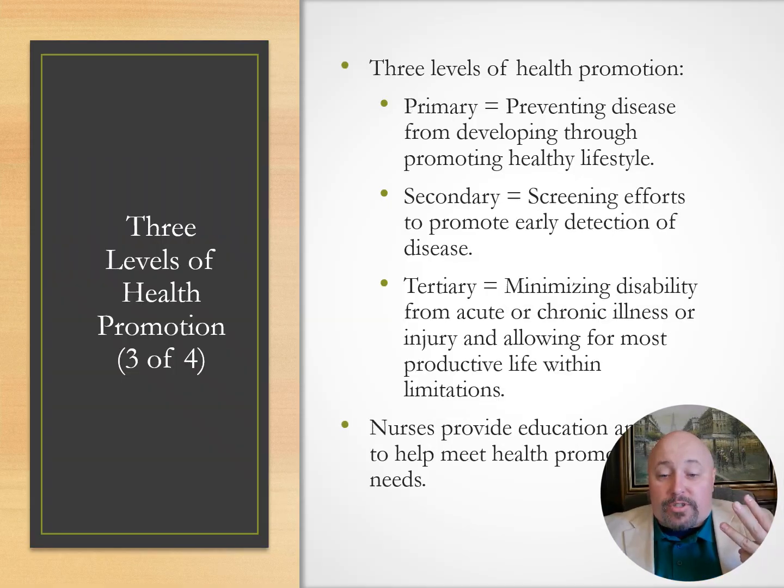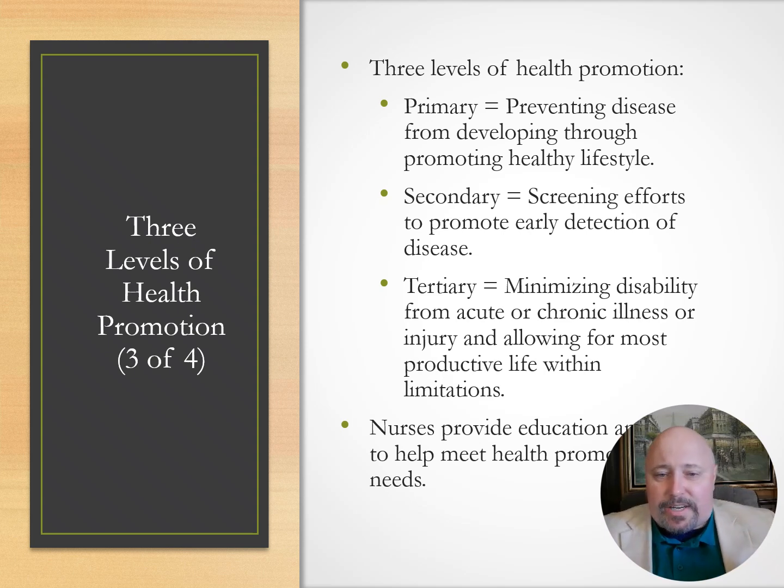There's going to be three levels of health promotion, and this is going to be a concept you see in a lot of different areas throughout the nursing program. It's going to begin with primary prevention. This is preventing the disease. Secondary is going to be screening efforts and methods to deal with an acute issue. And finally, tertiary, which is minimizing that disability or recovering.